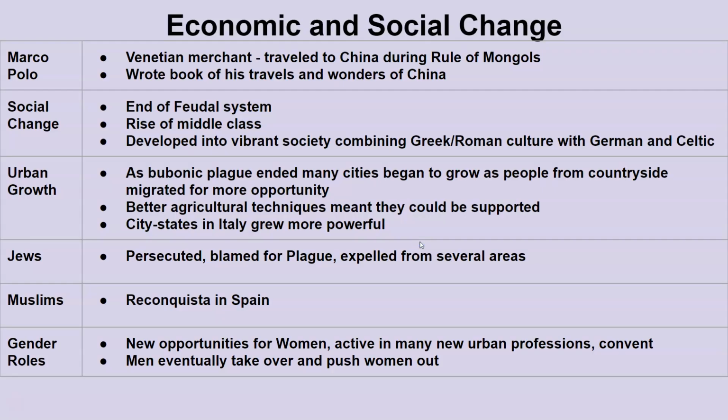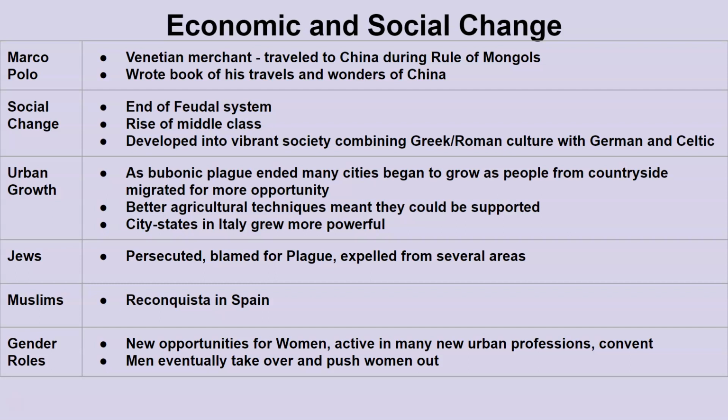All right, this period is a time of economic and social change. You have Marco Polo, the Venetian merchant, who travels to China during the rule of the Mongols. He wrote a book about it, and it really develops into a growth of trade. On the social side, we've already talked about the end of the feudal system. You have the beginnings of the rise of a middle class, and you start to have a really vibrant society growing up where you have a blend of Greco-Roman culture with the native German and Celtic cultures.